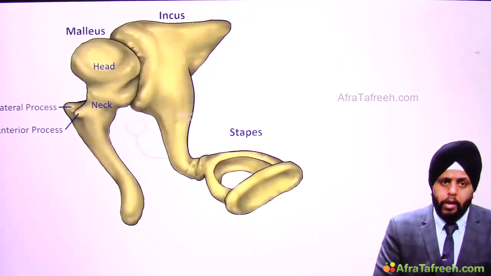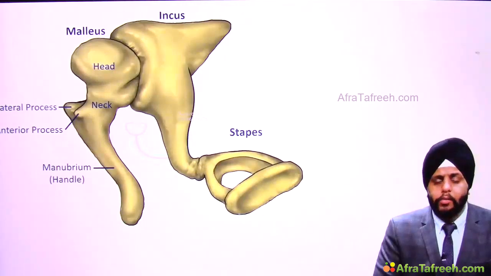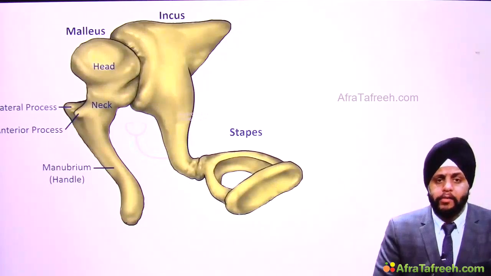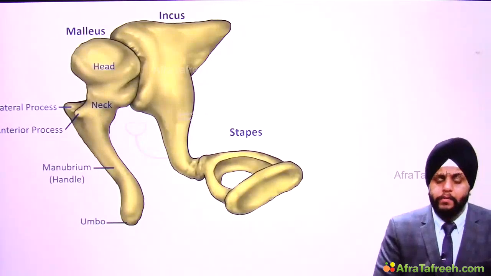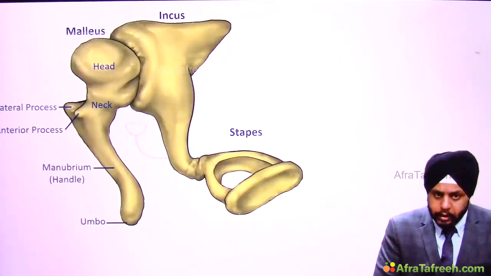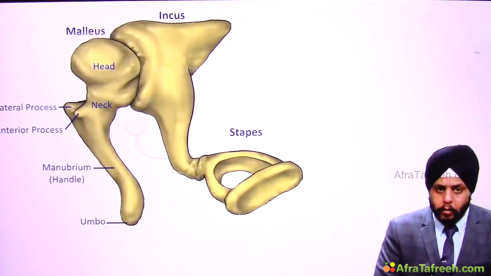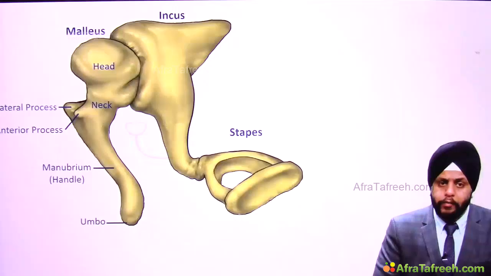All right, now then we have the handle. Handle is also known as manubrium. The tip of this handle of malleus is known as umbo. Umbo is the most visible anatomical landmark of the tympanic membrane. With this umbo, we are able to divide the tympanic membrane into 4 quadrants. The pars tensa is divided into 4 quadrants: anterior superior, anterior inferior, posterior inferior, and posterior superior.